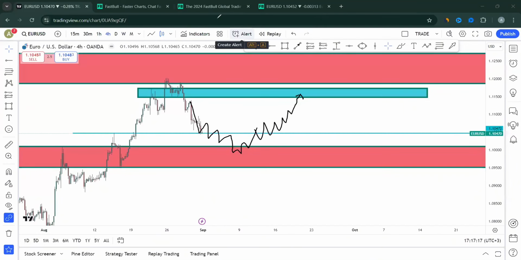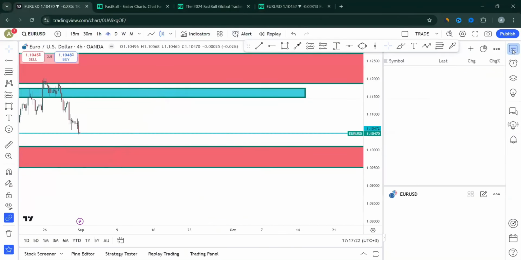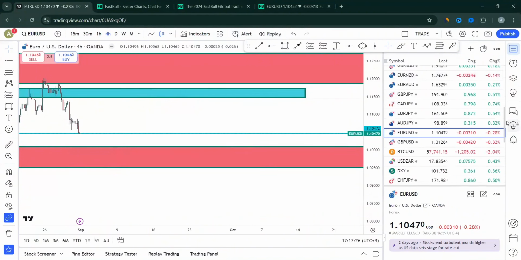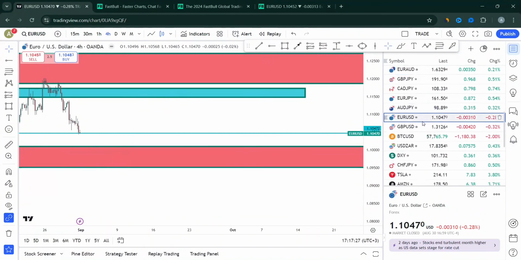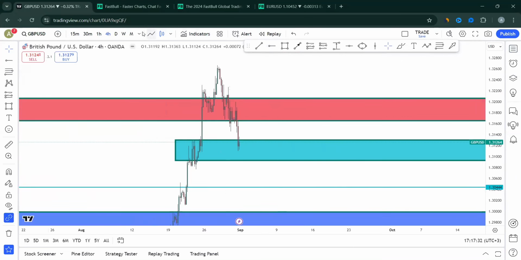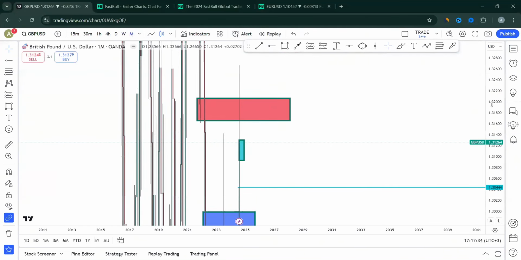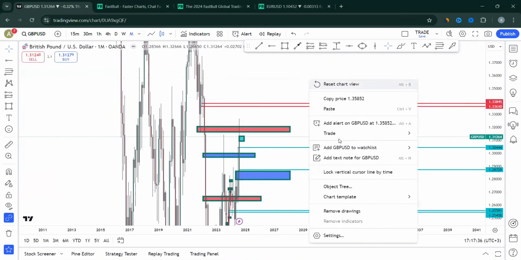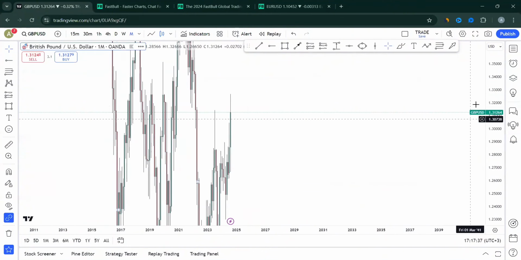Now, another that we talked about last week, we spoke about also GBP USD. So GBP USD is just here. I'm also going to start it from the monthly. Of course, our marked levels are still there, the same levels, but let's just do it afresh so that you can compare it again with the previous week.